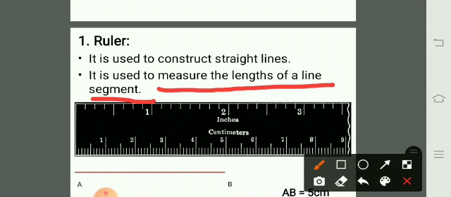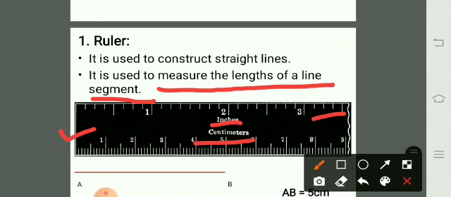I have shown here a picture of a ruler. If you observe the ruler, a number of lines are shown. There are two sides to the ruler: the first is the top side, the second is the bottom side. On the top side we can measure the length in inches. Inches is a unit of length. On the bottom side there is again a scale with numbers, so on the bottom side we can measure the length in centimeters.